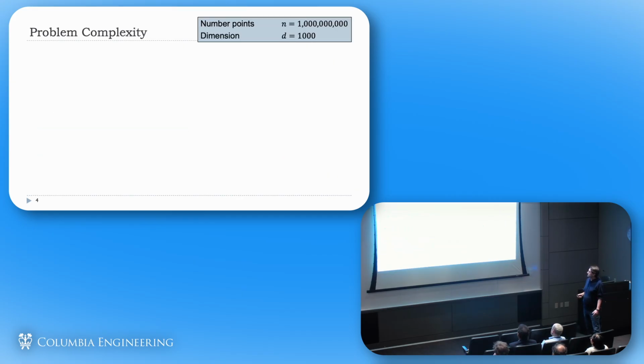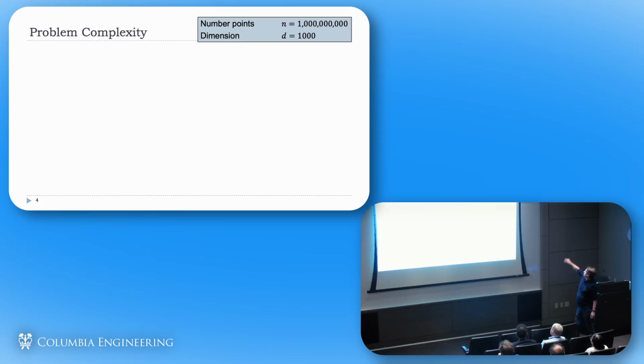So let me talk about the problem complexity of nearest neighbor search, to get it out of the way. Basically, the point of the slide is to say that, in principle, in general, this problem is hard. We need to relax it a little bit.